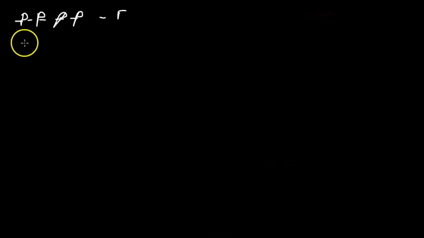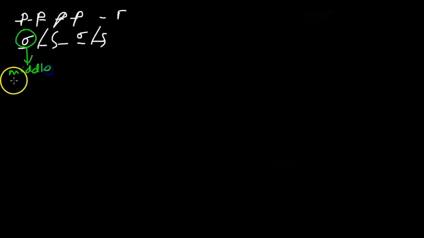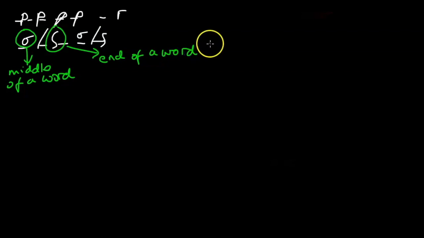After that we have sigma. So there are two ways of drawing sigma. Either like that, or like that. Kind of like a 5. So you've got two ways of drawing it. And the difference between them is that this method of drawing it is when it's in the middle of a word, while this method of drawing it is used when it's at the end of a word. Okay?